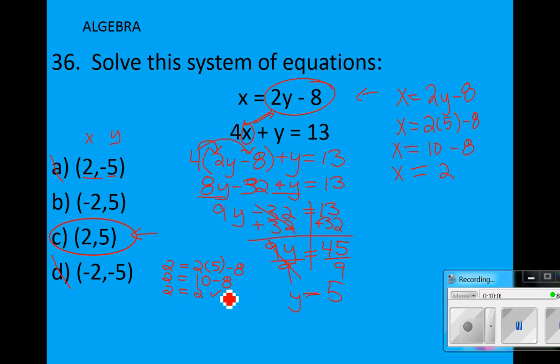Now I have to see if the second equation is a yes. 4 times parentheses 2 plus 5 equals 13. 8 plus 5 equals 13. 13 equals 13. So that's a yes. That's why it is also the answer choice.